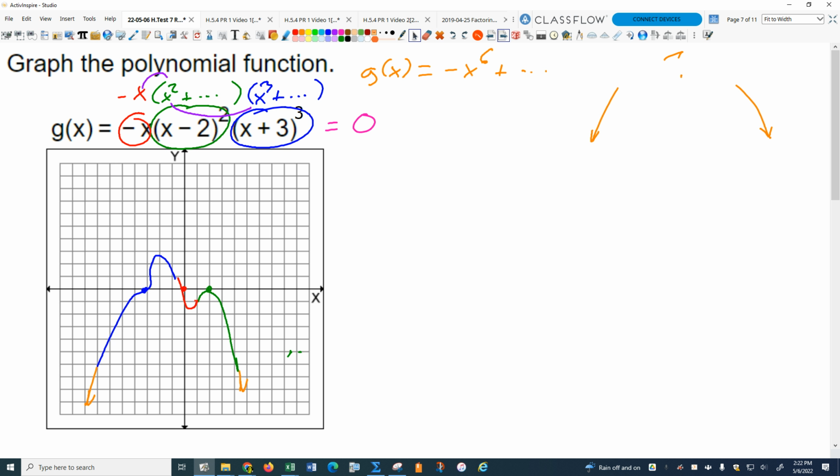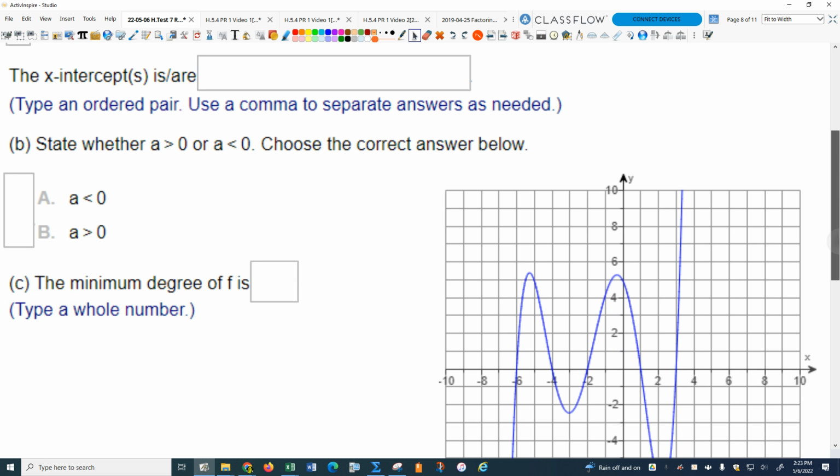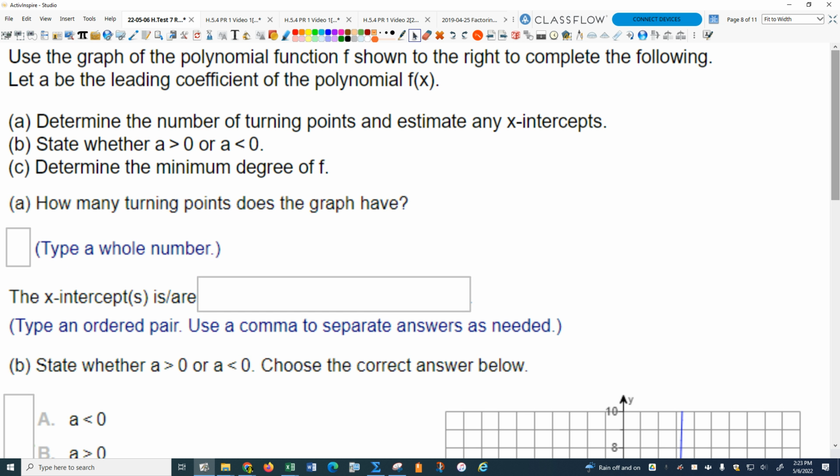Okay, we did this one the other day. Any questions on this one? You feel like you're getting the hang of graphing these polynomials? Okay. Oh, there's no polynomial shown to the right, is there? Is that the polynomial? Oh, there it is. Okay. Let me put that where we can see it better.